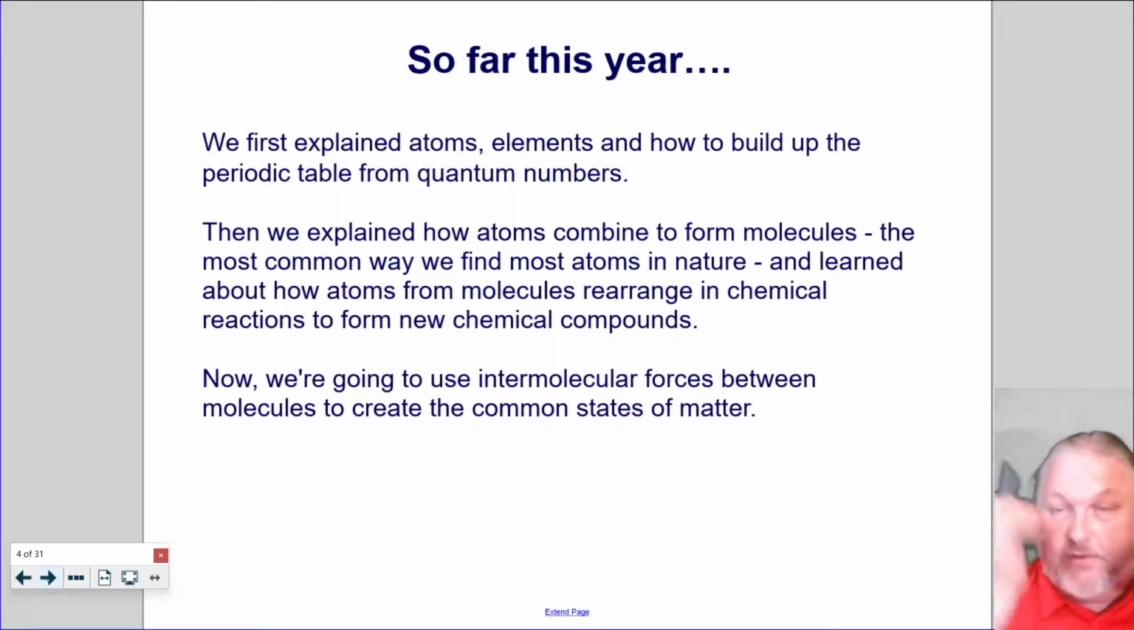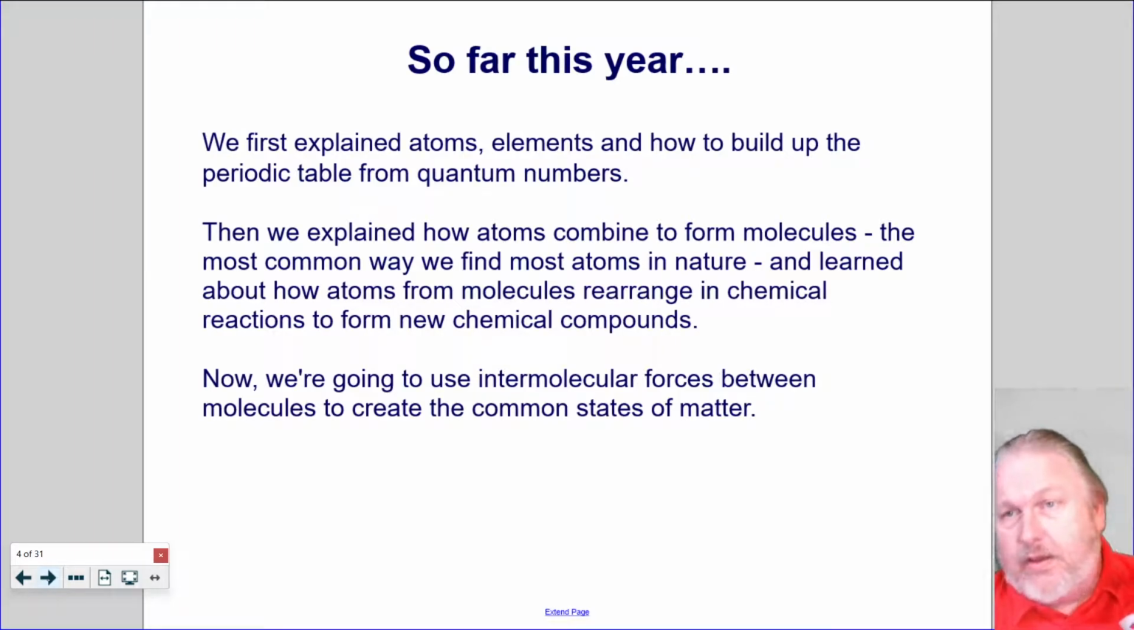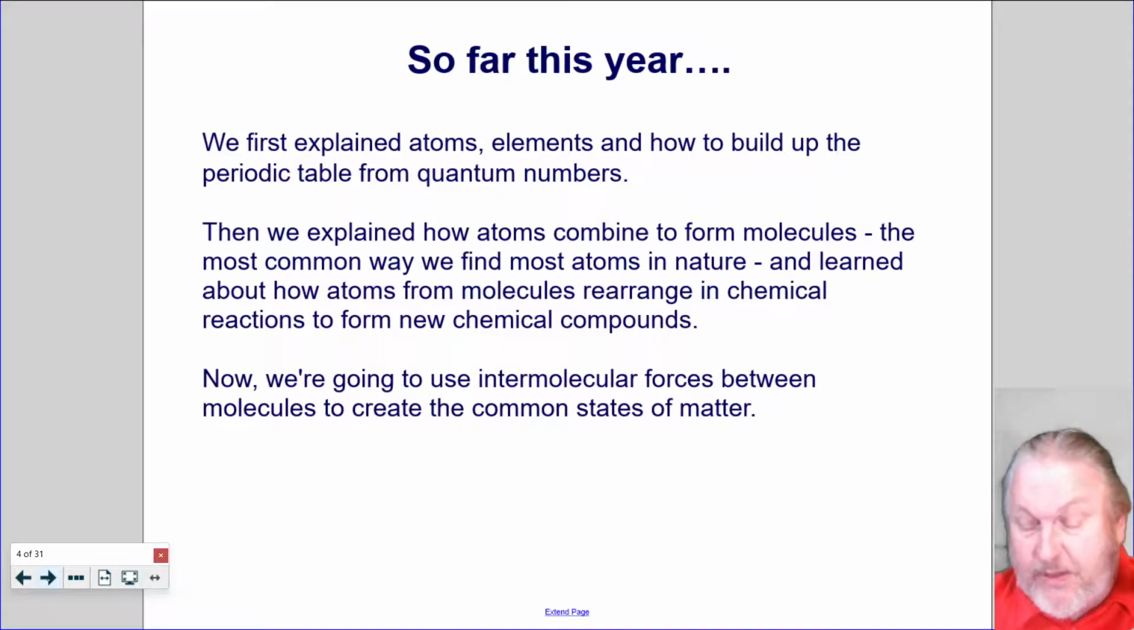So what have we learned so far? Okay, we know how we can explain atoms, we explain the elements, and we can talk about the periodic table and how they're set up according to the quantum numbers. Then we talked about molecules, how the atoms will come together and form molecules. All right, and those are the most common way we're going to find atoms in nature. And then we learned how these atoms from the molecules will rearrange in chemical reactions to form new chemical compounds. All right. The molecular compounds, the ionic compounds.